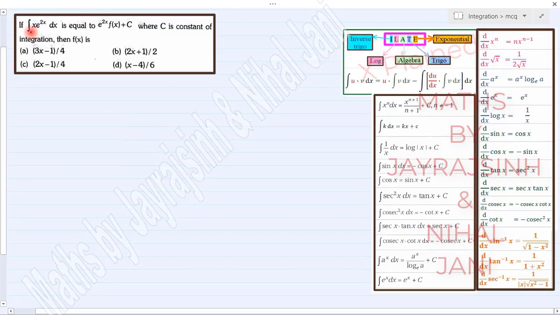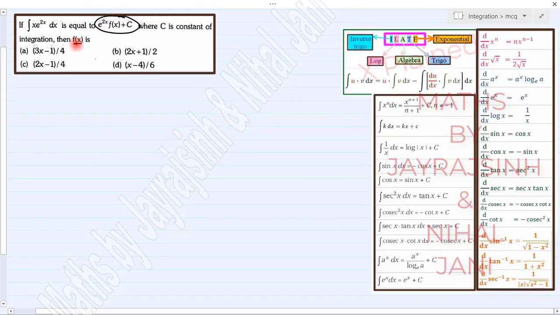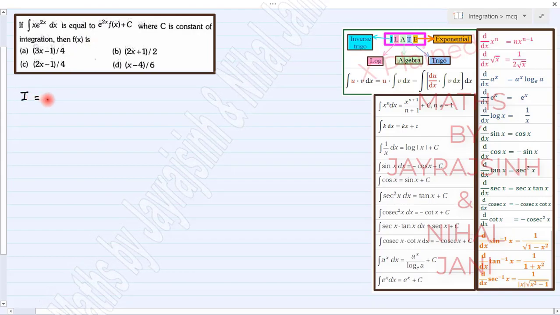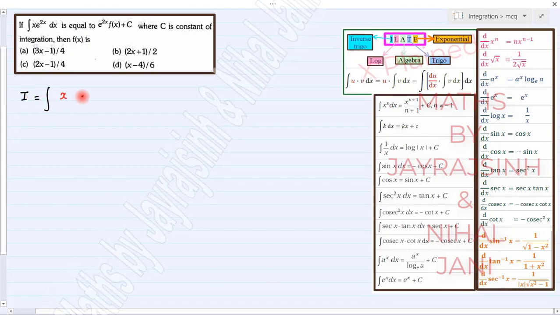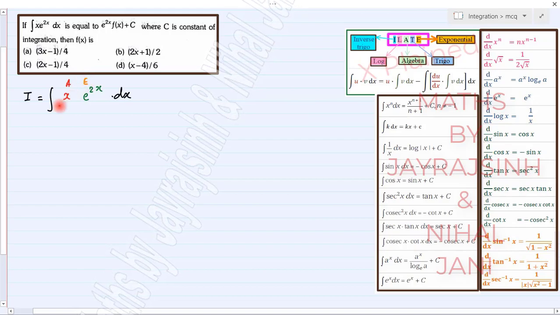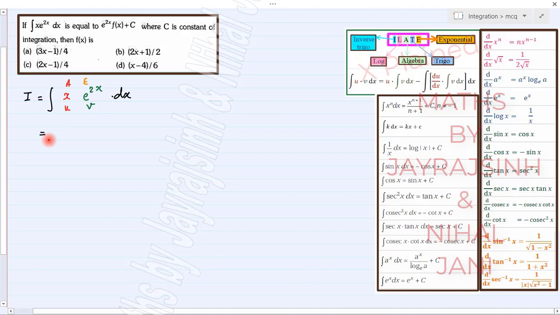In this question, we have integration of x e raised to 2x is equal to this e raised to 2x plus fx, and we have to find the value of fx. So for that, let's find out integration of x into e raised to 2x. Your x is algebraic term and e raised to 2x is exponential term. So x will be your u and e raised to 2x will be your v.